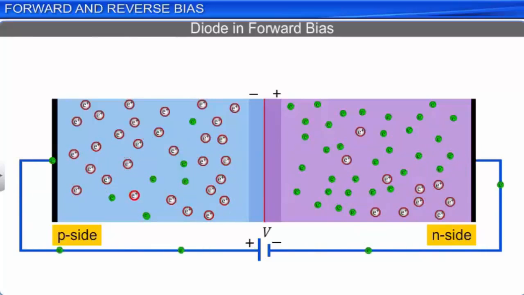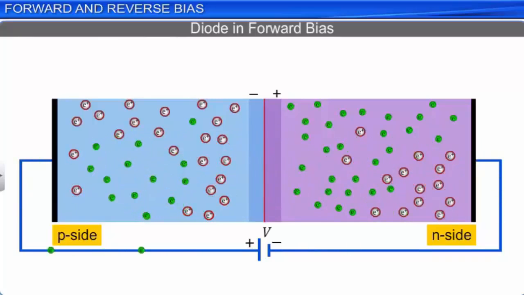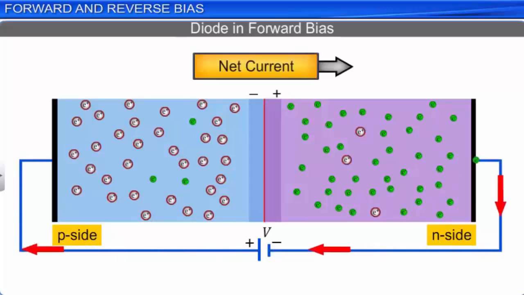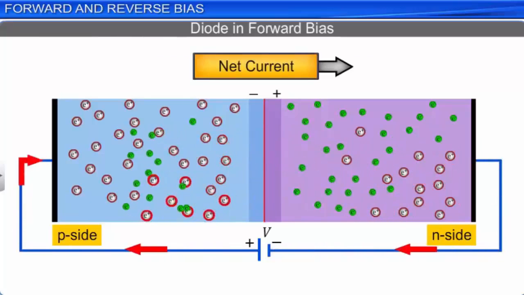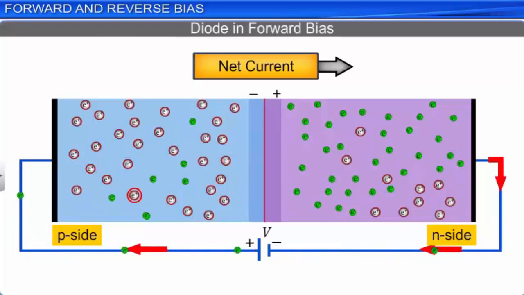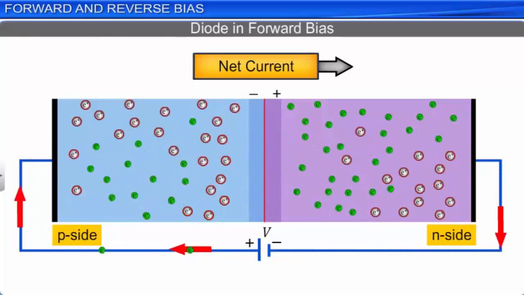Thus, the diffusion current exceeds the drift current, and a net current flows from the p side to the n side in a forward-biased diode. The net diode forward current is equal to the sum of the hole diffusion current and the conventional current due to electron diffusion. This current is in the milliampere range.